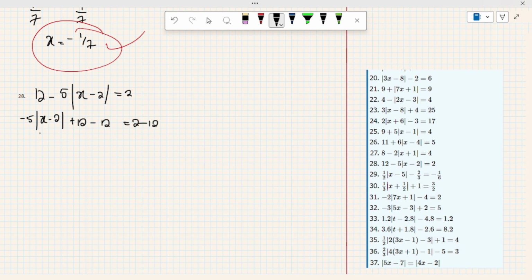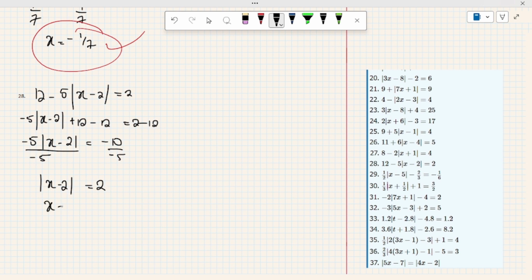Right, then you're left with what? You're left with negative 5 times the absolute value of x minus 2, and then you're left with negative 10. Then you divide by the negative 5 on this side, and then you have the absolute value of x minus 2 equals 2.